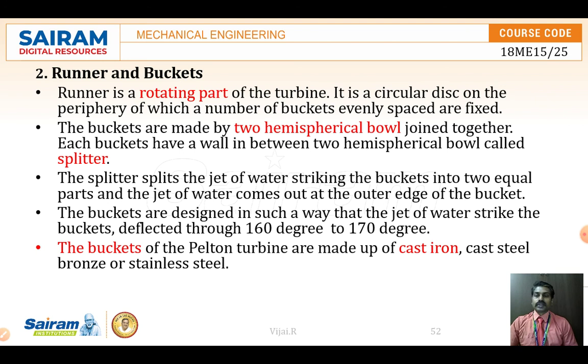So runner and bucket, the rotating parts. The runner is a rotating part of the turbine. It's a circular disc, on the periphery of which buckets are located. The buckets are two hemispherical bowl shapes joined together, so that each bucket has a center wall. We call it a splitter.